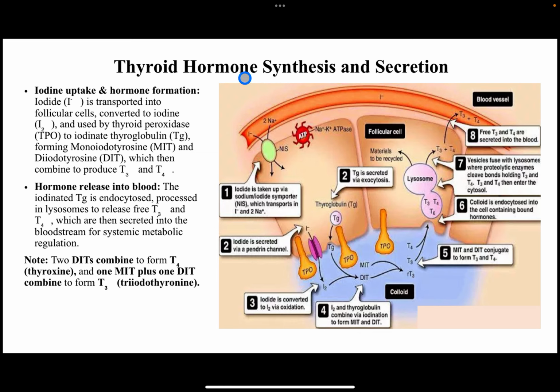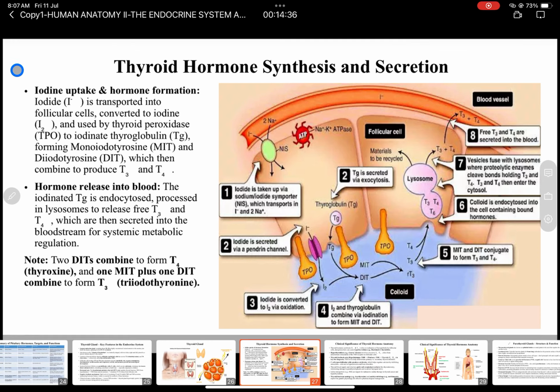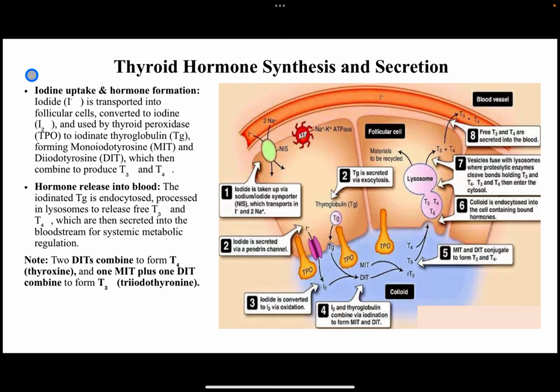With the mechanism of thyroid hormone synthesis, we are looking at how the thyroid hormone is produced in the thyroid gland and the mechanism it goes through for it to be released. Now, if you take in food that contains iodine, it is absorbed into the blood in the form of iodide. Okay, so the iodide is in the blood, circulating, and it gets to the thyroid gland.